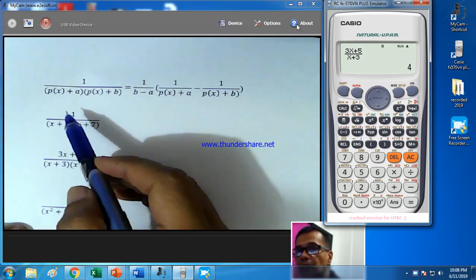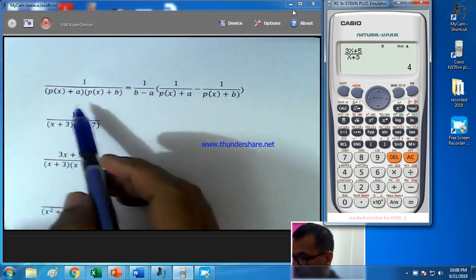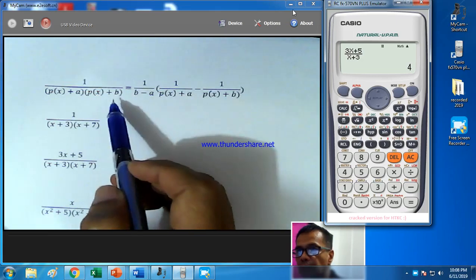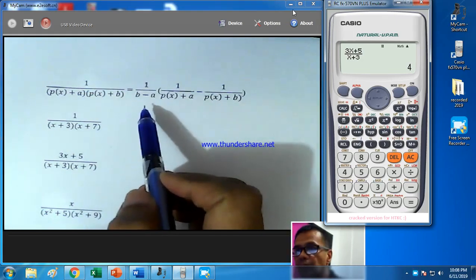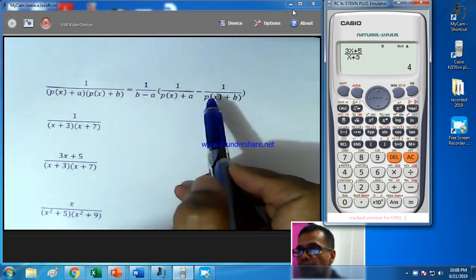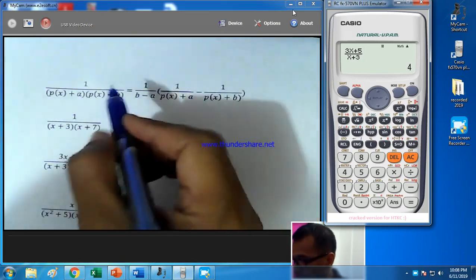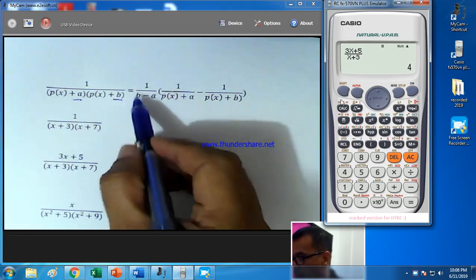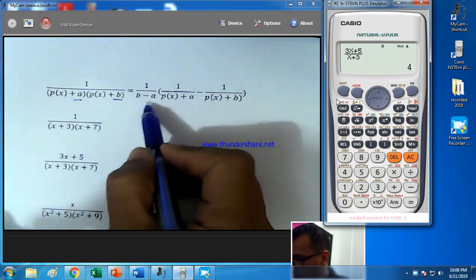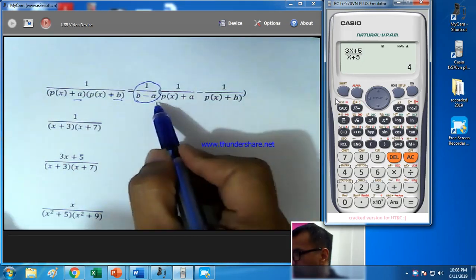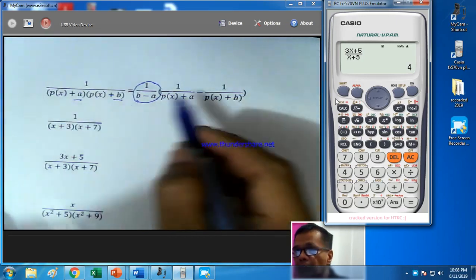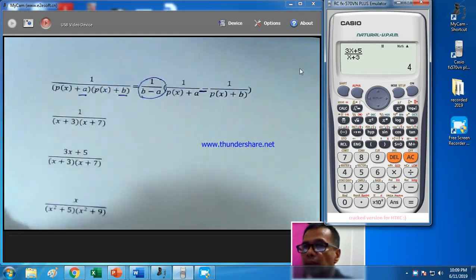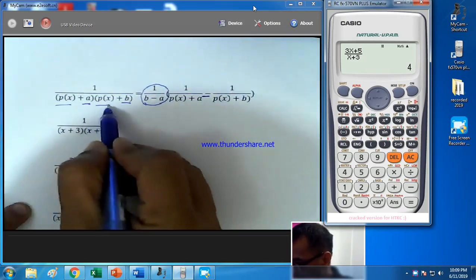Now this is the first rule that I'm gonna introduce to you. It's the rule 1 over p of x plus a times p of x plus b is the same as 1 over b minus a, times 1 over p of x plus a minus 1 over p of x plus b. Notice that b and a are just subtracted and became a coefficient outside the parenthesis, and this is followed by a negative sign there. And you know that p of x, these are the same function.